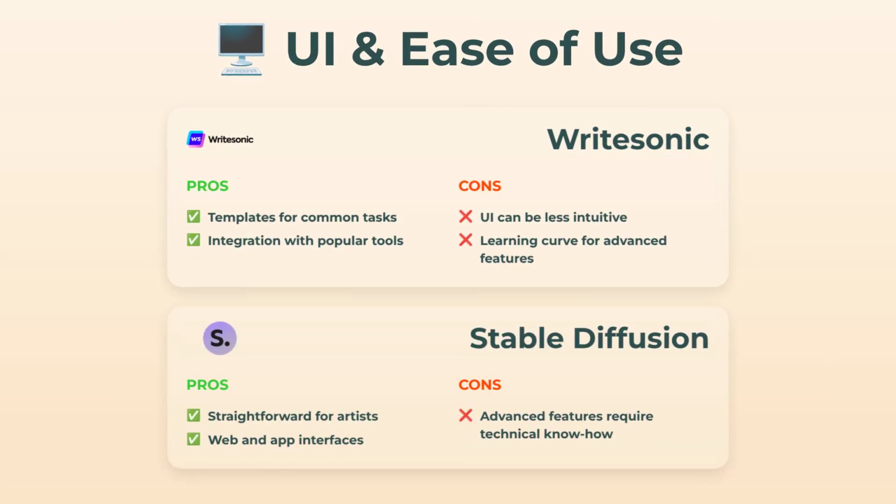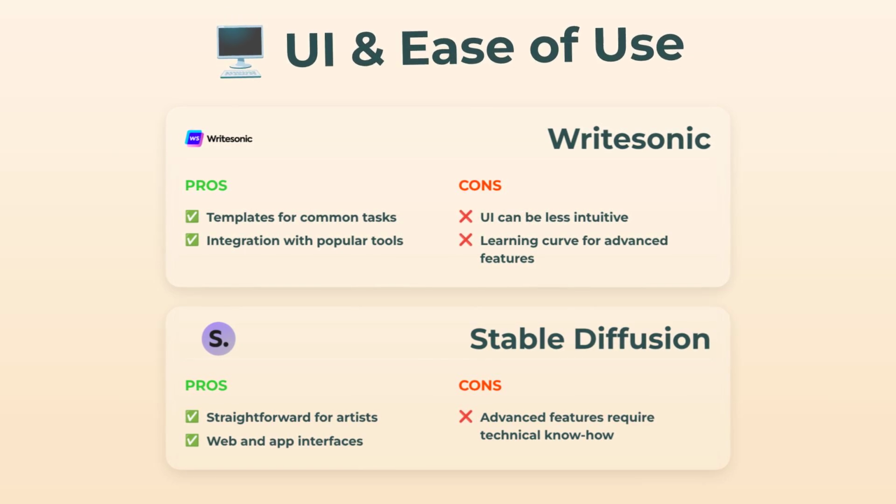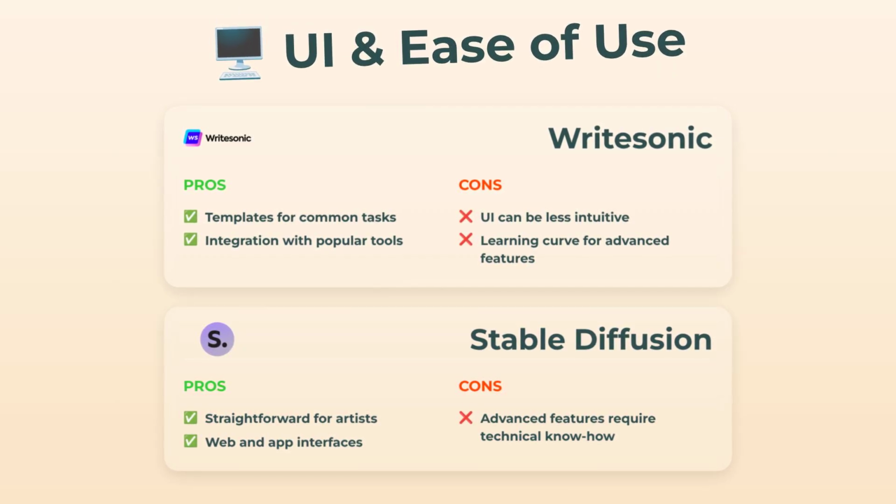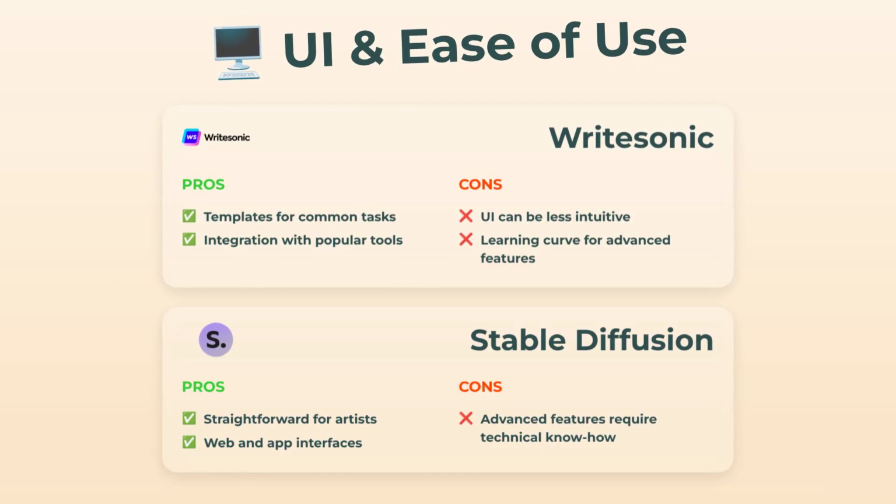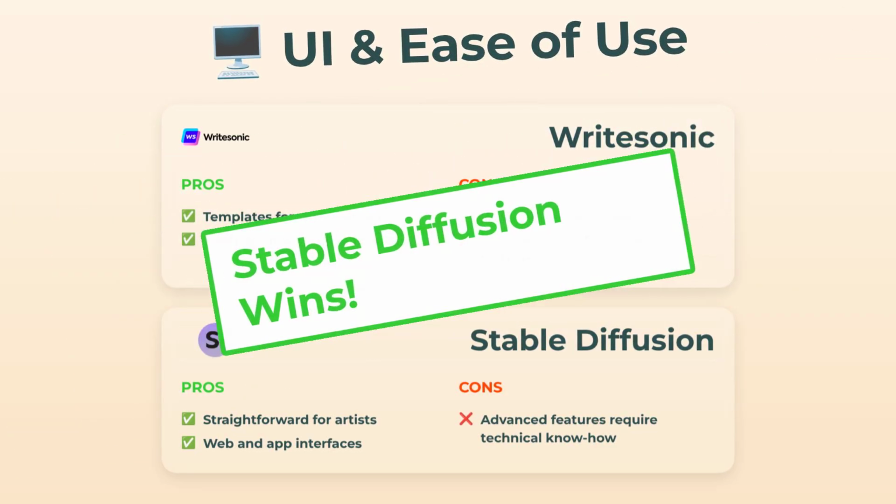Switch over to Stable Diffusion and things get a bit more artist-friendly. The web and app interfaces are pretty straightforward, especially if you're visually inclined. Advanced stuff, sure, it needs a bit of technical knowledge, but overall it feels easier to jump in and start making art. Winner here is Stable Diffusion.